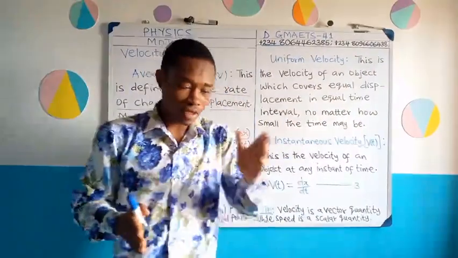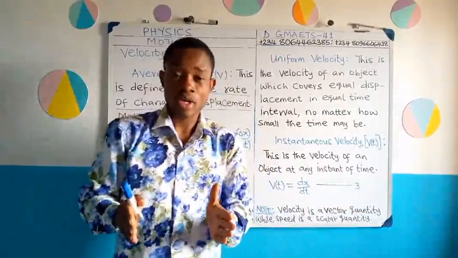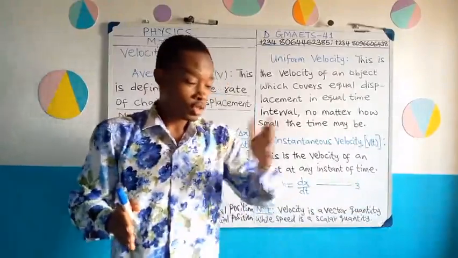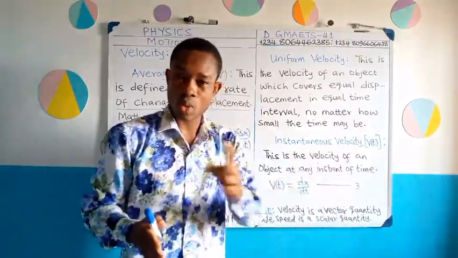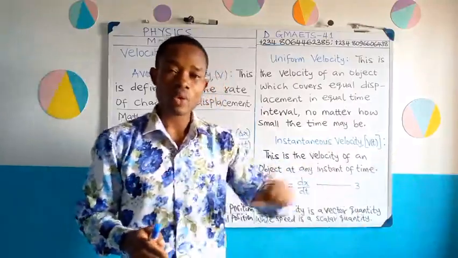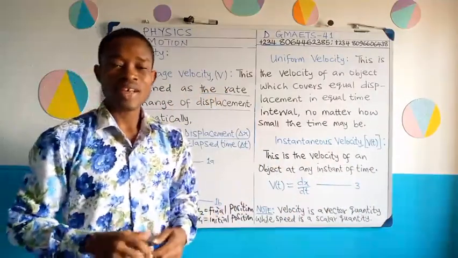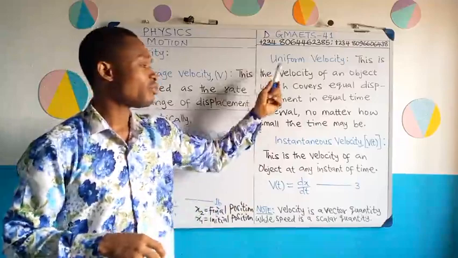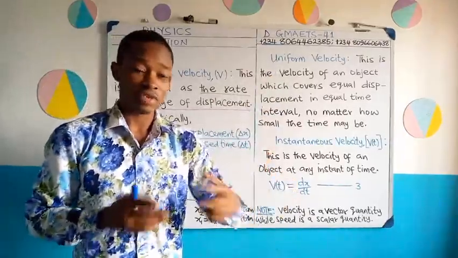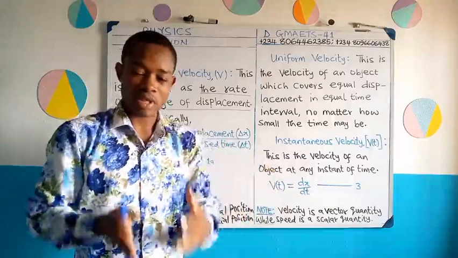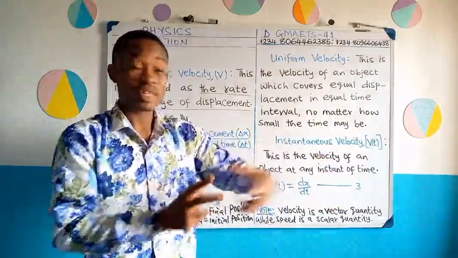Now if you cover this equal displacement at equal time interval, let's say from here to this first point, you have a time of 1 second, to the other point 2 seconds, to the other point 3 seconds. You see the time difference is 1. So when you cover equal displacement in equal time interval, no matter how small the time is, that velocity is known as uniform velocity, constant velocity. Because like you saw in my demonstration, there is no change in displacement. The displacements are equal, time equal. So we say it is uniform, it is constant.